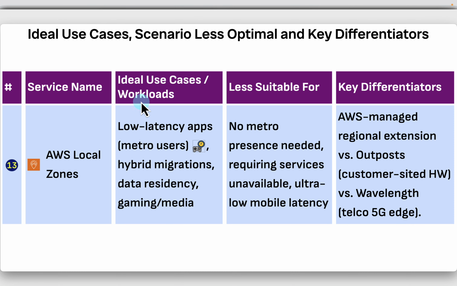AWS Local Zones. Ideal use cases are low latency applications for metro users, hybrid migrations, data residency, gaming and media. It is less suitable when no metro presence is required, when you require services that are unavailable, and for ultra low mobile latency. Key differentiators are an AWS managed regional extension versus Outposts, which is customer site hardware, versus Wavelength, which is specific to 5G edge and 5G network, telecommunication, telco 5G edges.